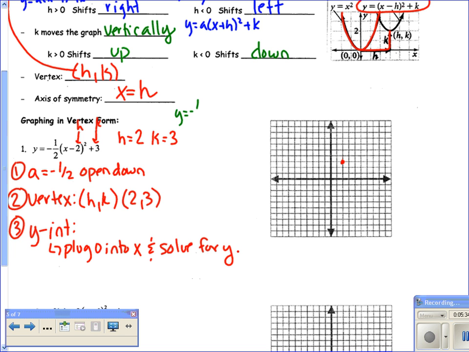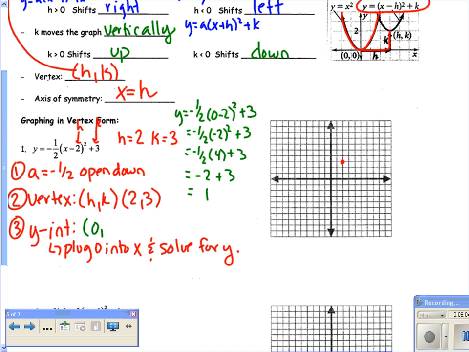I would get y equals negative 1/2 times 0 minus 2 squared plus 3. So then 0 minus 2 is negative 2, so I get negative 1/2 and then negative 2 squared plus 3. Negative 2 squared is 4, so now I have negative 1/2 times positive 4, because that negative is being squared, plus 3. 4 times negative 1/2 gives me negative 2 plus 3, so then we get a y value of 1. So my y-intercept is at 0, 1.